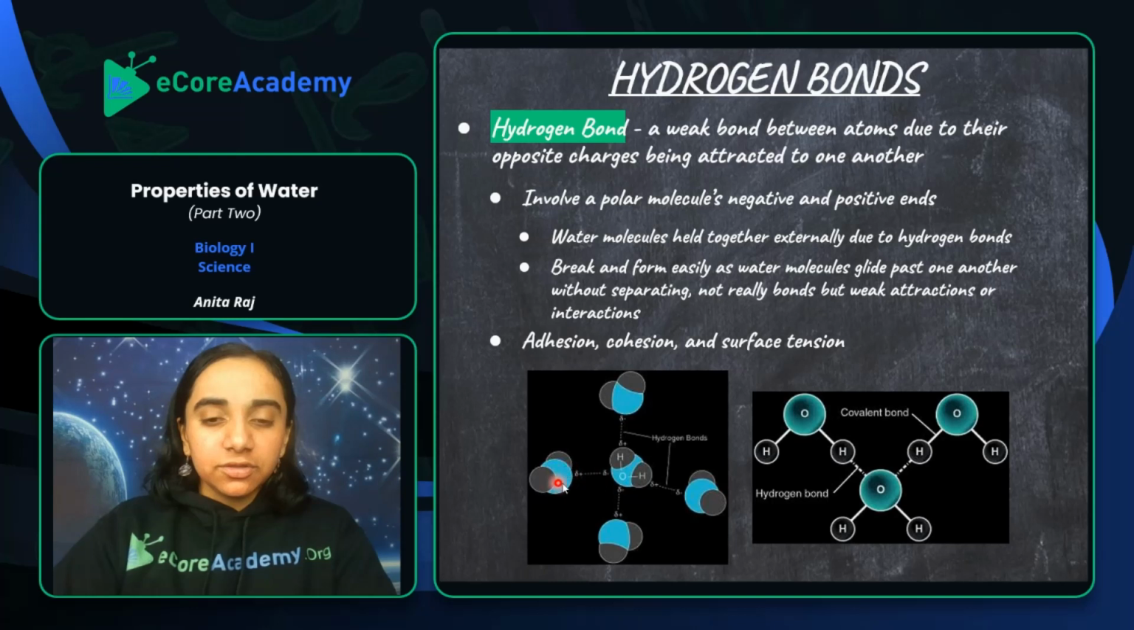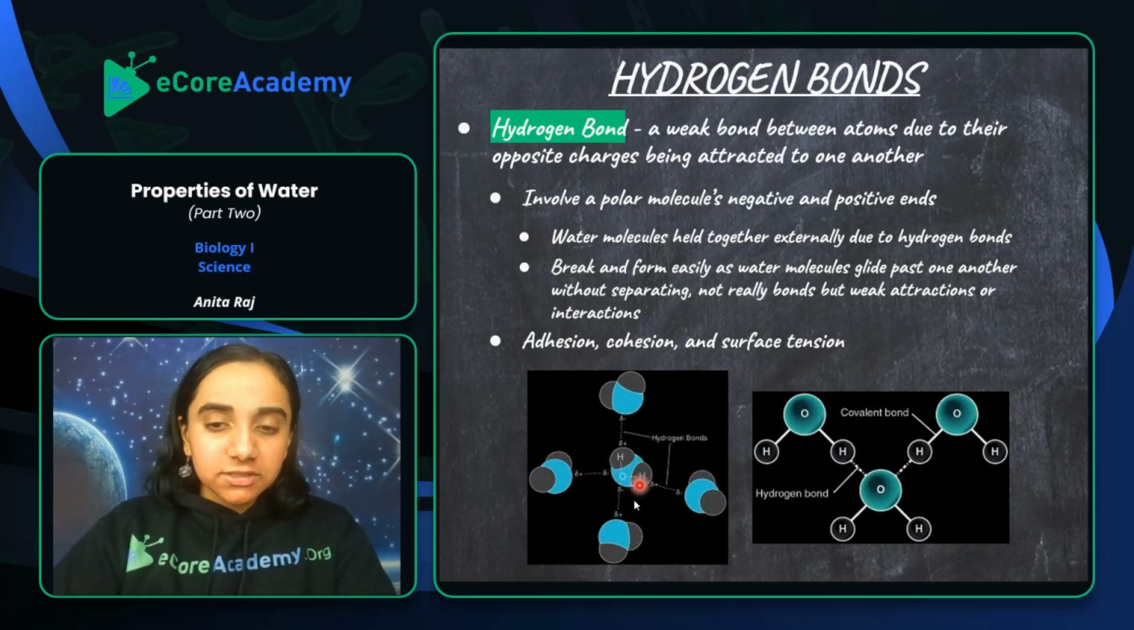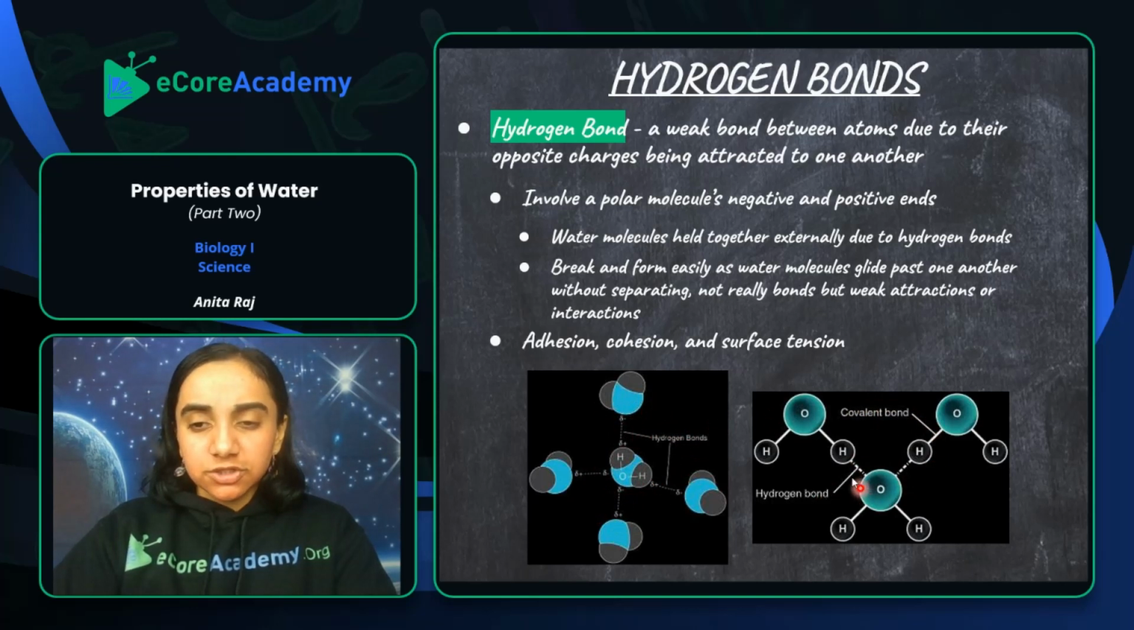If you come over here to this water molecule, the oxygen, which has a partial negative charge, is attracted to the hydrogen's partial positive charge. And that's exhibited with this diagram. If you come over here, this is also shown. These hydrogen bonds are also shown.